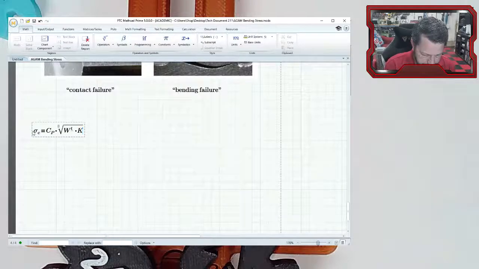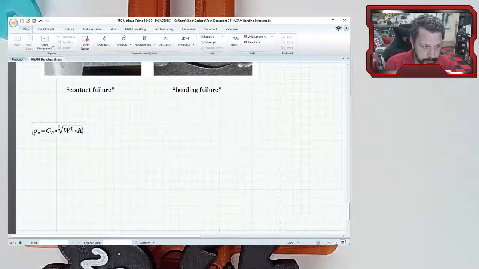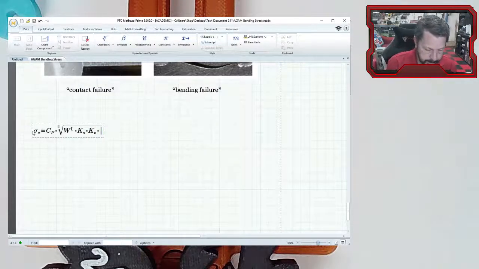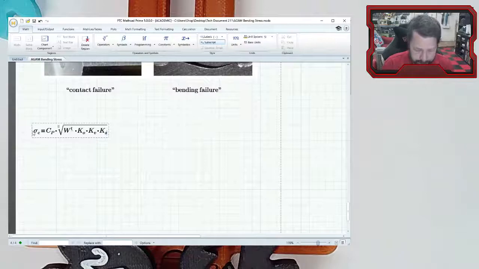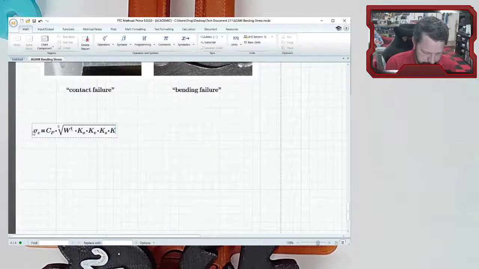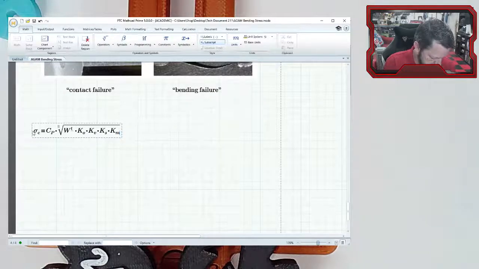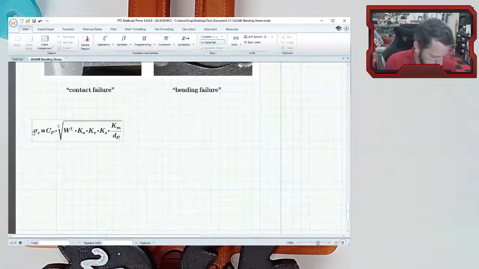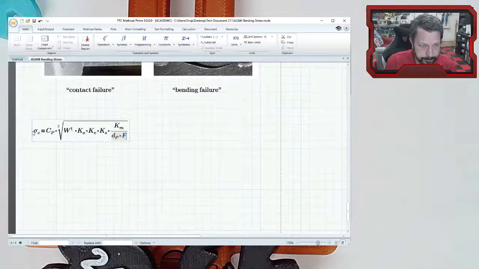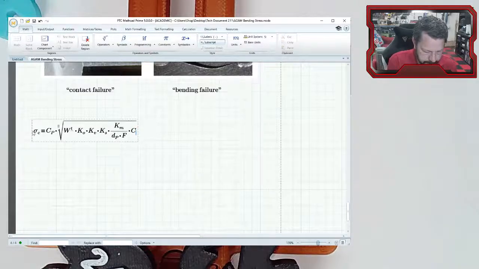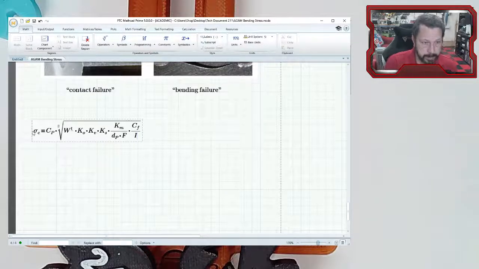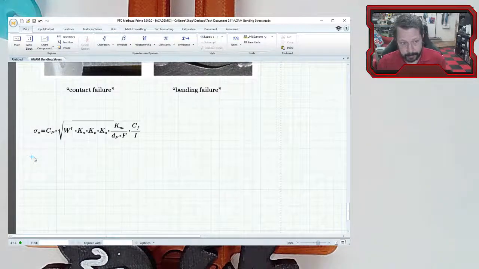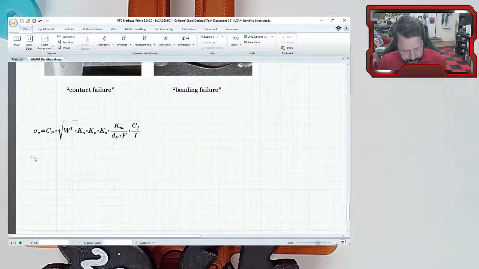Let's see what is in there. K O, KV, and K S. And then we're going to multiply times Km over the diameter of the pinion. I think I used a capital P there. And the face width times CF over I. All right. So like I said, some of these are actually half or more of these. We already know more than half of these.